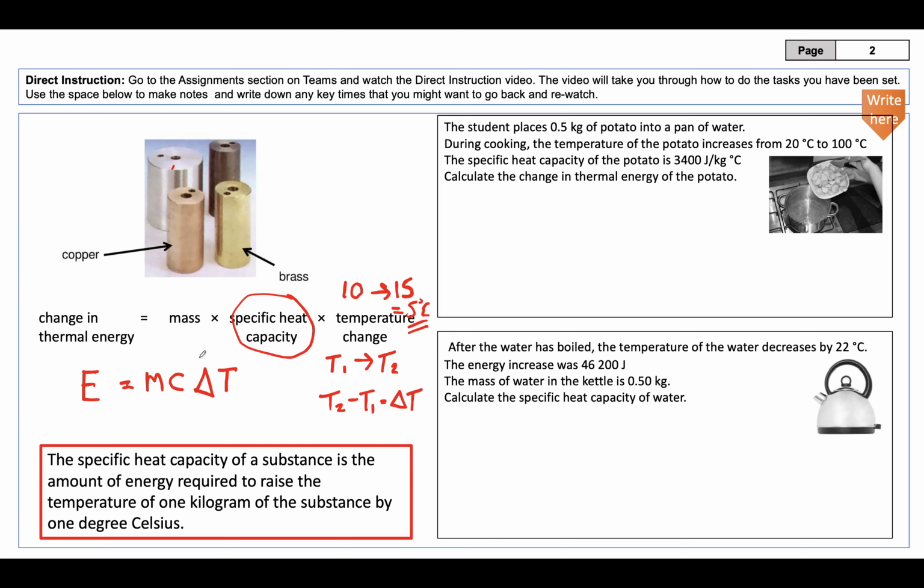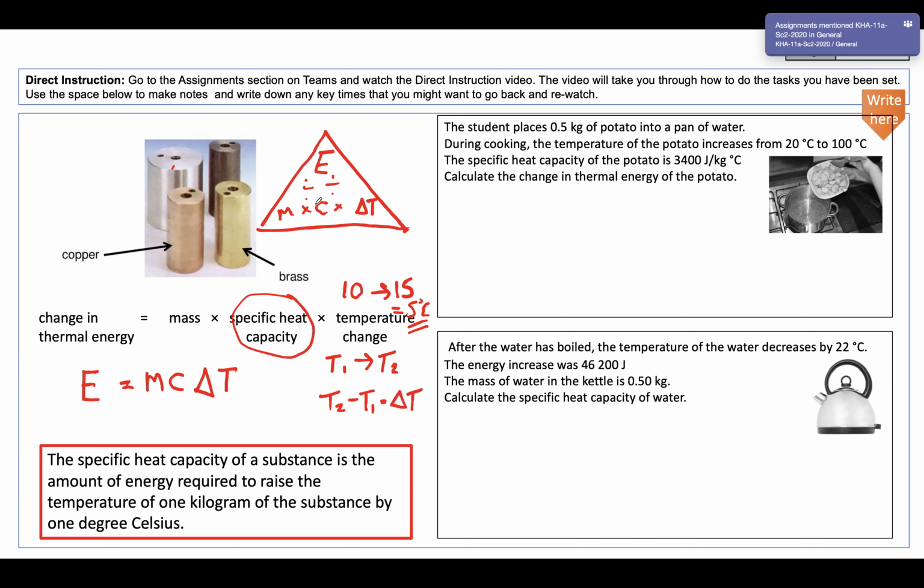Sometimes you might have to work out either the mass of substance being heated up, the specific heat capacity itself, or the change in temperature. If you want to use a triangle, this is the one. We put the energy at the top, then mass, specific heat capacity, and the change in temperature. So if you wanted to work out the change in temperature, you'd cover that up with your finger. You'll be left with energy divided by mass times specific heat capacity. And we'll have a look at a few examples of that in a second.